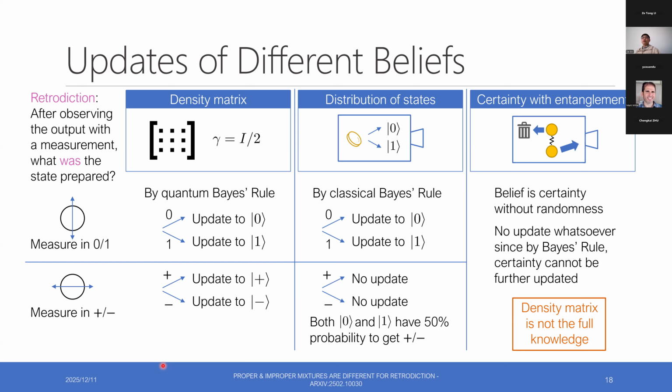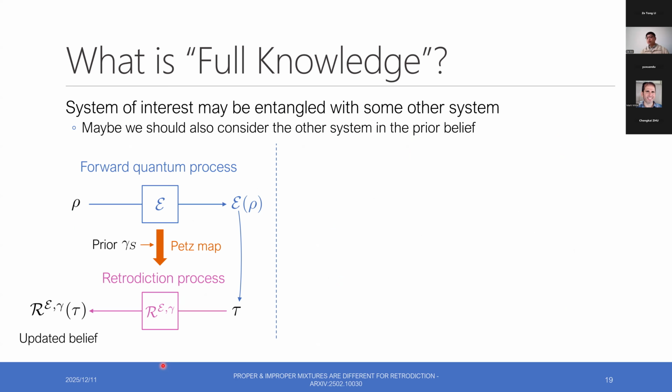So this tells you that the density matrix is not the full knowledge about the system. So maybe you need something more to describe that. To resolve this problem, we propose that we identify that the difference actually comes from some other system that may be correlated with your target system. For example, the coin in the last slide or the entangled system previously.